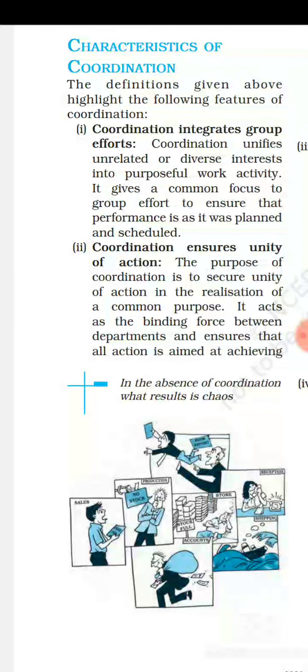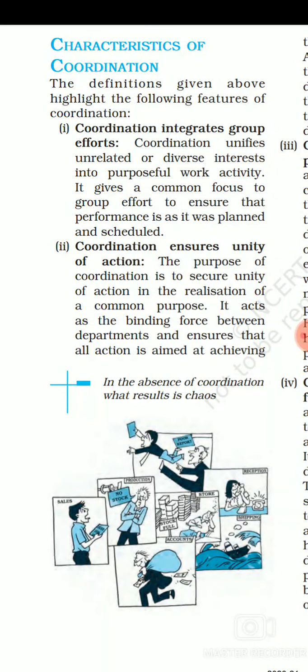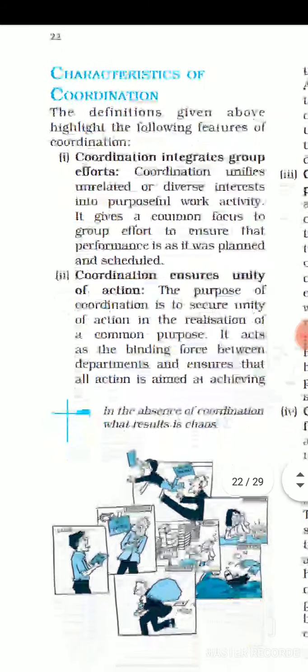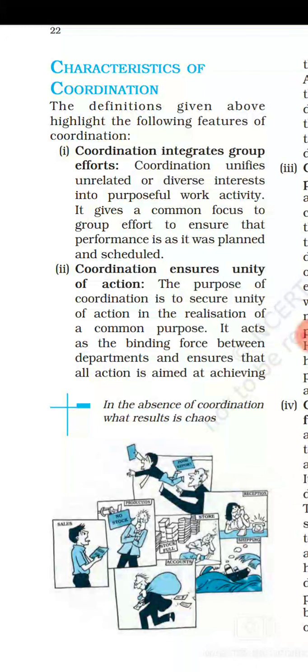Now, features of coordination. The first is that coordination integrates group efforts. Very easy, right? When we talk about coordination, its work is to bind two or more things together. We can take an example: whenever there is a group dance or a group song, what is more important there? The more important thing is unifying all the people's steps in the dance in one manner, unifying all the sounds, all the lyrics and rhythms of the people who are singing there. So who is doing the work of binding everything? Coordination is doing it.